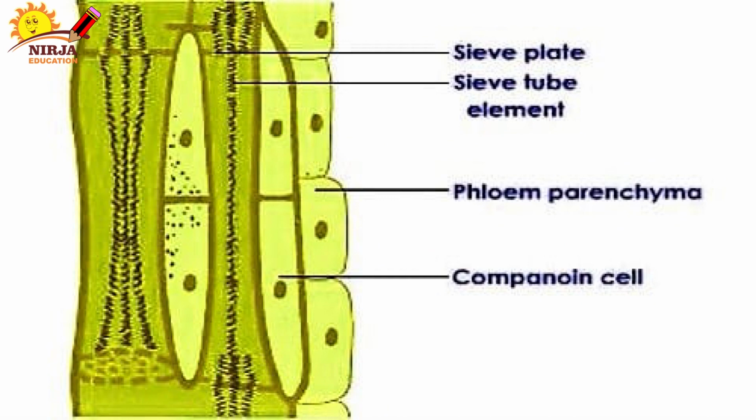So the sieve tubes and companion cells combined transport the food material from leaves to other parts of the body. Then phloem parenchyma stores the food in the form of starch and protein. Then the phloem fiber helps to give flexibility and protection to the plant.